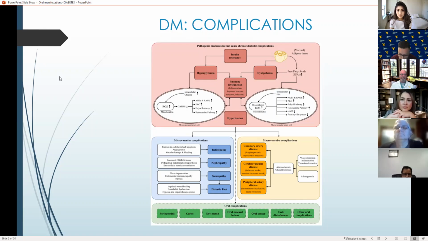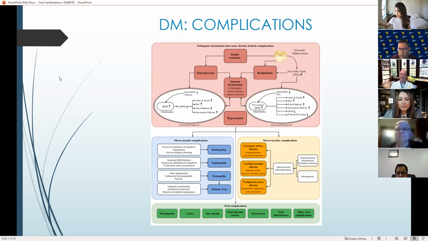As a result, we can have microvascular complications such as retinopathy, nephropathy, neuropathy, and diabetic foot. And among the macrovascular complications, we can find coronary artery disease, cerebrovascular disease, and peripheral artery disease. Finally, possible oral complications, as we can see at the bottom of the figure, are periodontitis, caries, dry mouth, oral mucosal lesions, oral cancer, taste disturbances, and other oral complications.